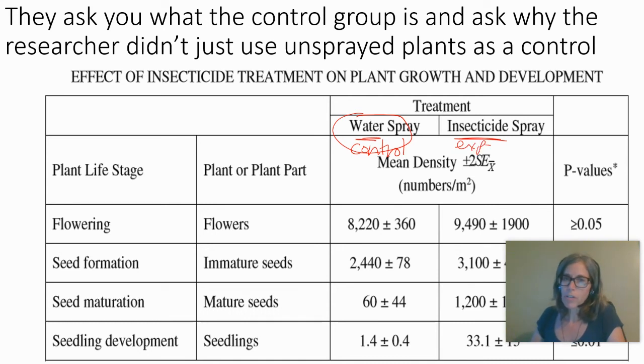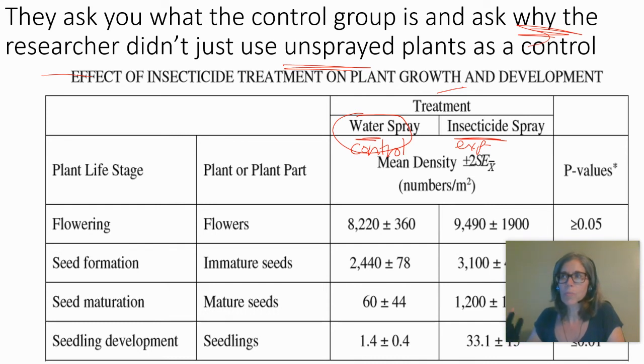My students were actually really good last year at coming up with the control group. What they didn't do very well with was this part about the why. So it says, explain why the researcher didn't just use unsprayed plants. And like 90-something percent of my kids said, well, plants die without water. Duh, which is totally true. They do. But that's not what they were looking for.